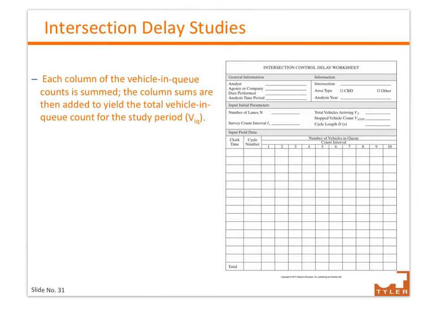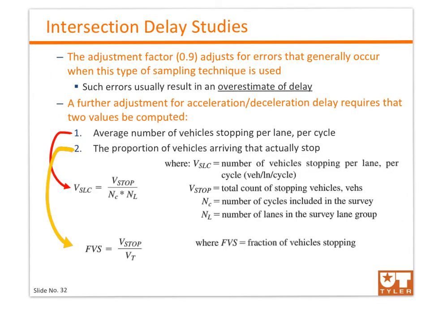So this is a graphical illustration of the table that we use for delay studies. Each column of the vehicle in queue counts is summed. The column sums are then added to yield the total vehicle in queue count for the study period, VIQ. Here we see the clock time, the cycle number, and the number of vehicles in queue that were counted.